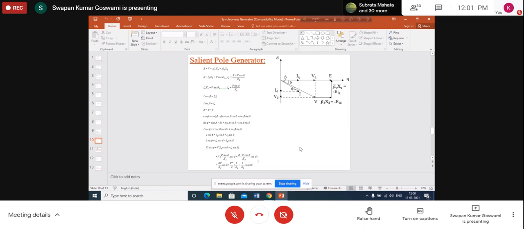But salient pole machines are inherently more stable than cylindrical rotor type machine because of the presence of reluctance power component, because dP/dδ value for salient pole type machine is more than the dP/dδ value for cylindrical rotor type machine.